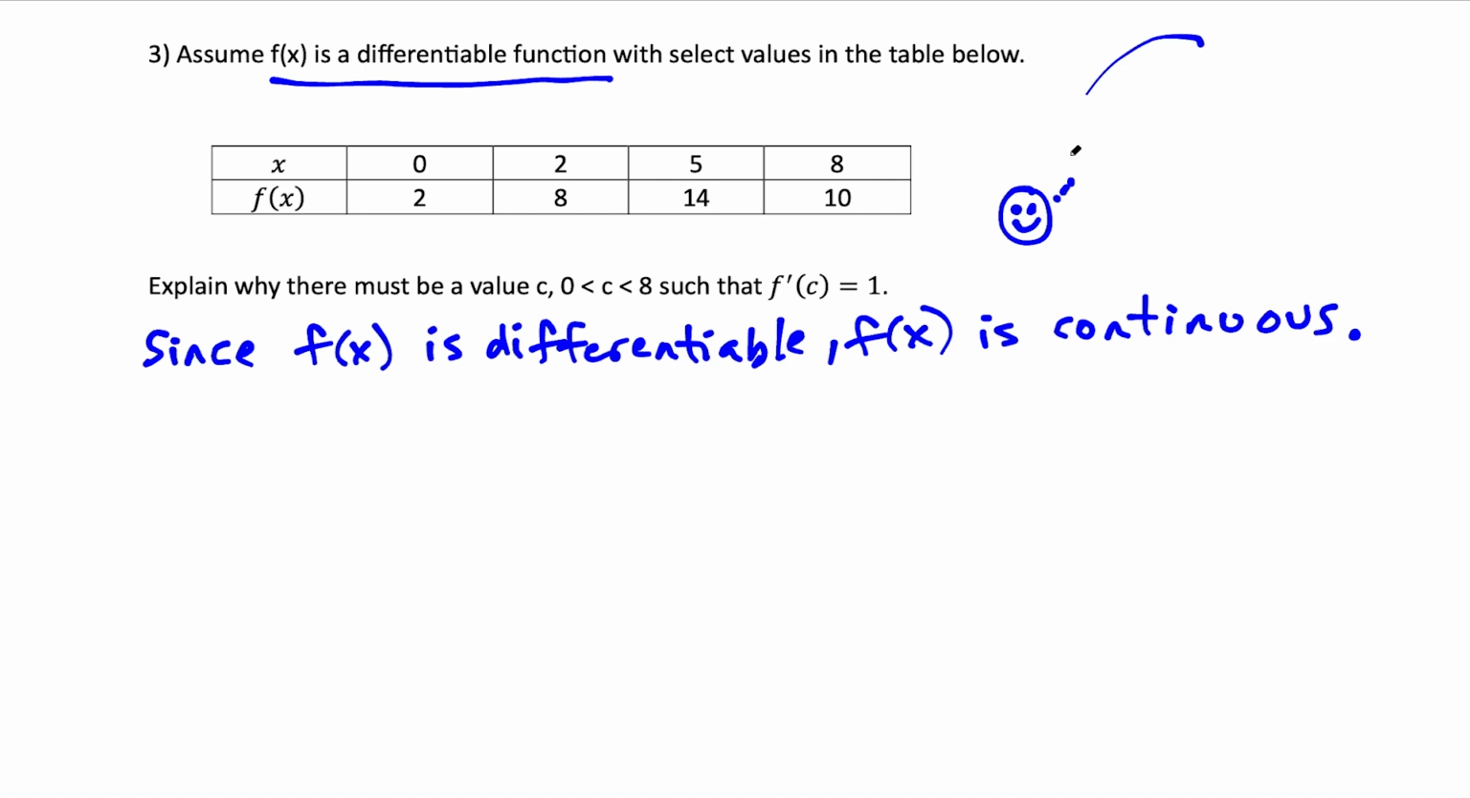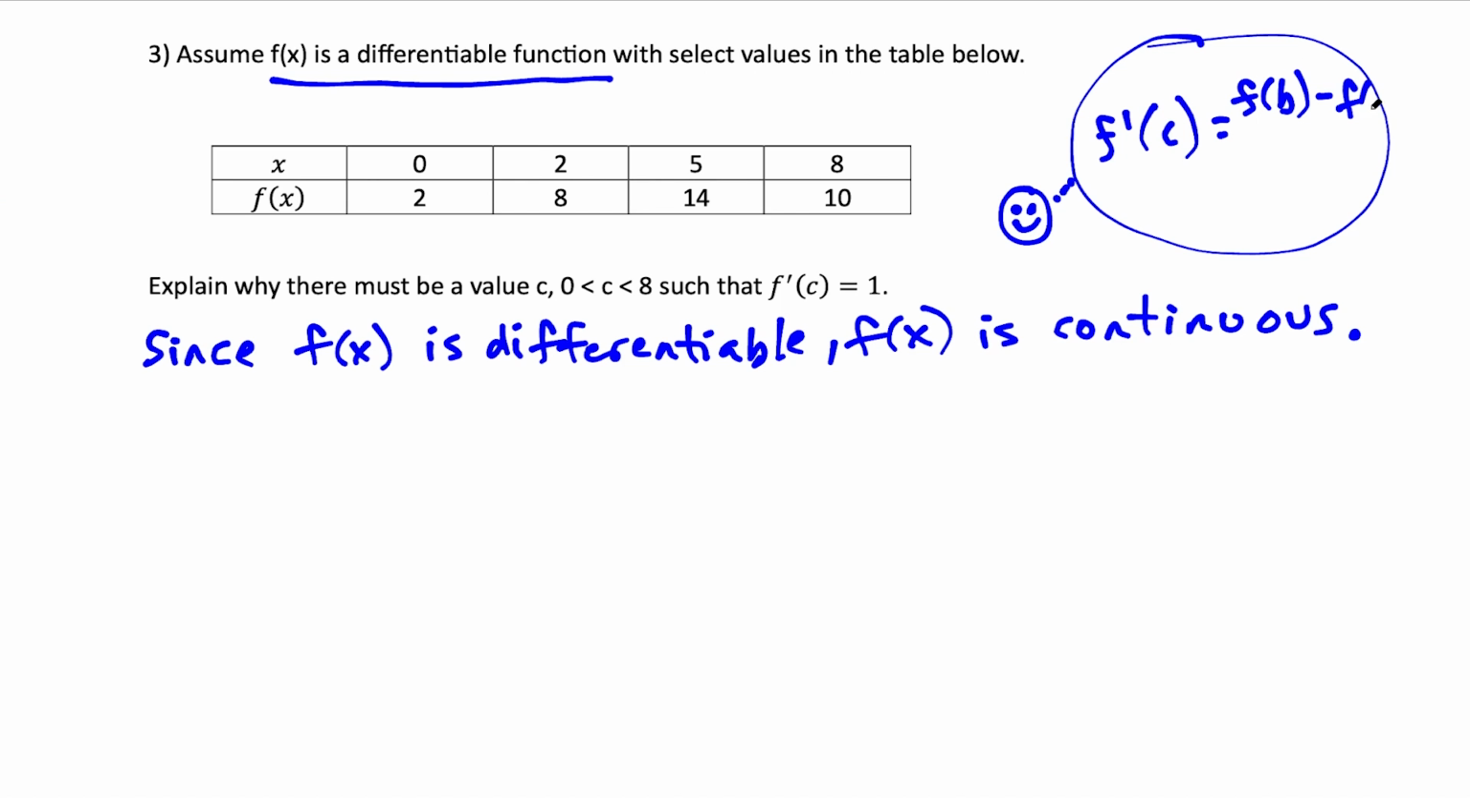So think about the conclusion of the mean value theorem. The conclusion says that the instantaneous rate of change is going to be equal to the average rate of change at some point c, where c is between a and b. So for the next part of this question here, it becomes a scavenger hunt. You're looking for 2 points in the table that when you find the slope between those 2 points, the slope is equal to 1, because that's the target value for our instantaneous rate of change.